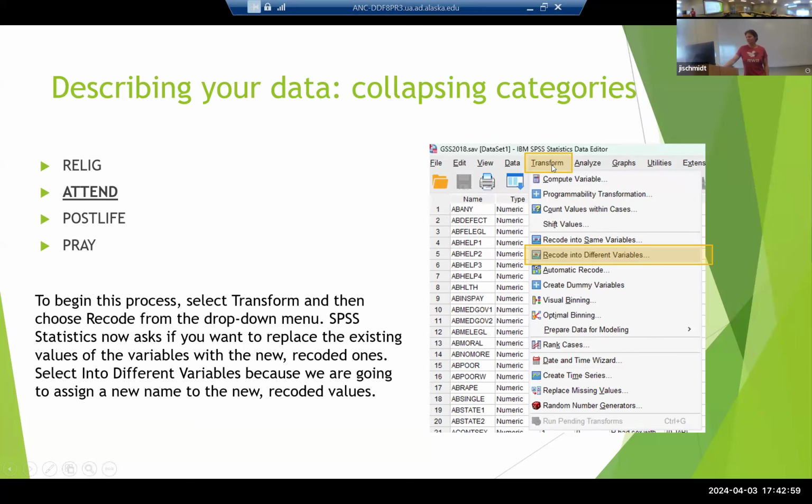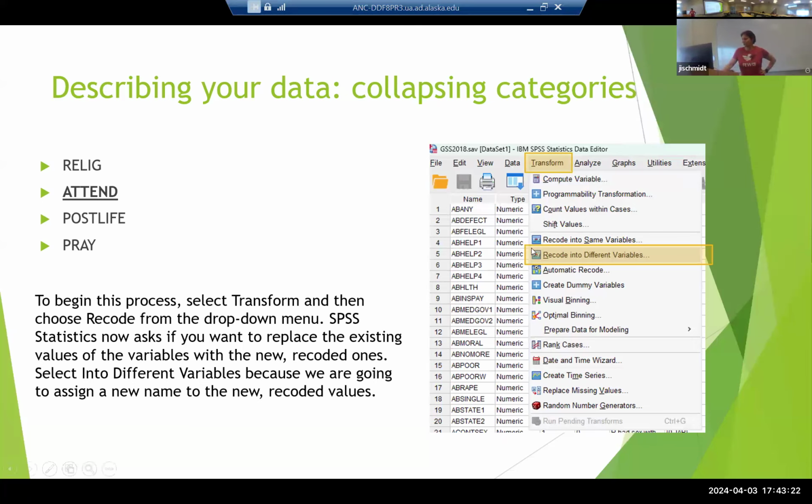So in SPSS, you would go up to transform and you would recode into a different variable. It's always a good idea not to mess with your raw data. So don't mess with your original variable, make a new variable in case something goes wrong. Because even when I was doing it, I messed up and something wasn't right and I had to do it again.